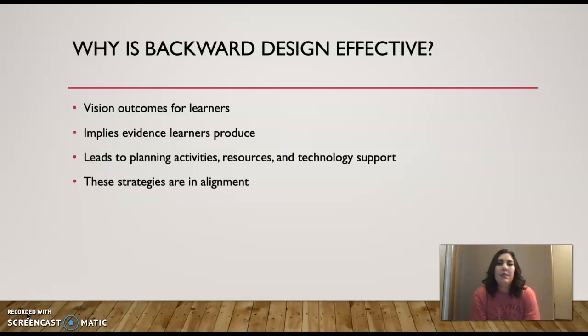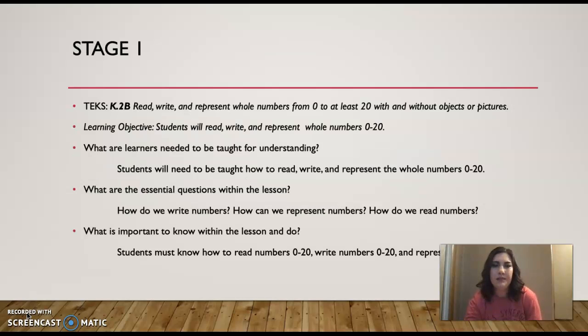So why is the backward design effective? It provides a vision outcome for learners, implies evidence learners produce, and leads to planning activities, resources, and technology support. These strategies are in alignment. So we are going to make a lesson and we'll work through it together.